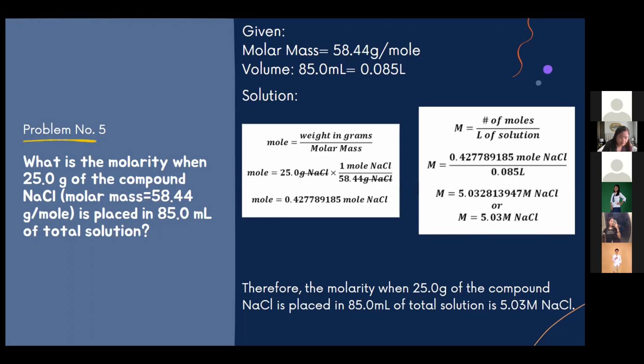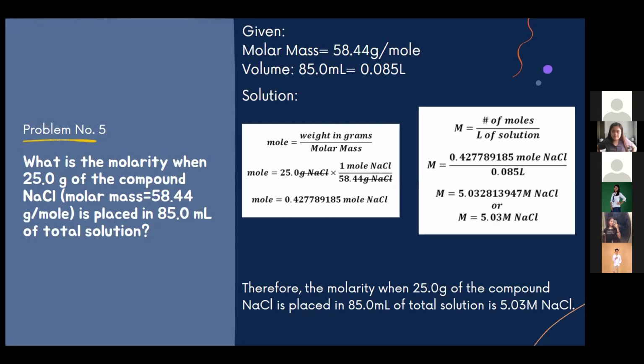And again, we're just going to substitute the respective given to the formula, which will give us 0.427789185 mole of NaCl over 0.085 liters. And by the way, we converted the 85 ml to liters, which gives us the result of 0.085 liters. And then we're just going to do the math here, which will give us the result of 5.032813947 moles per liter or molar mass of NaCl.